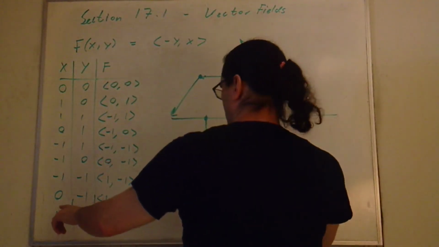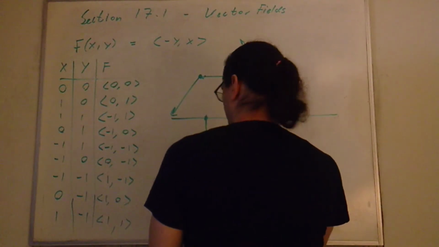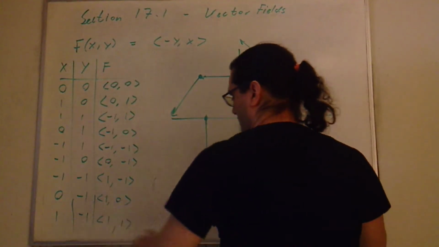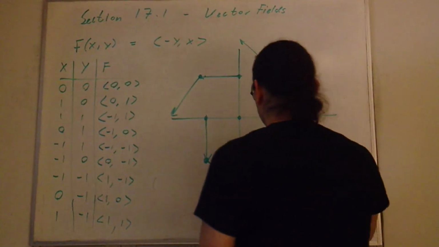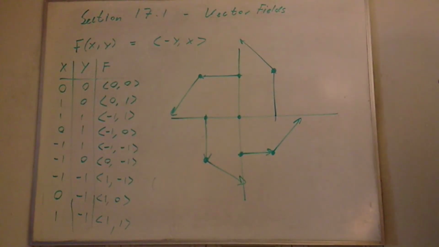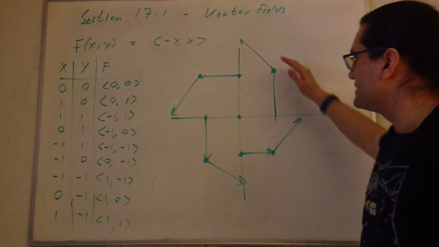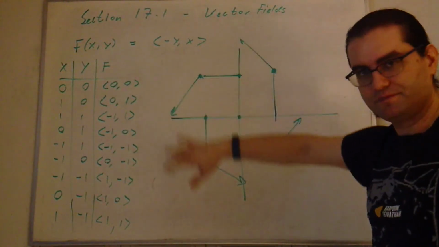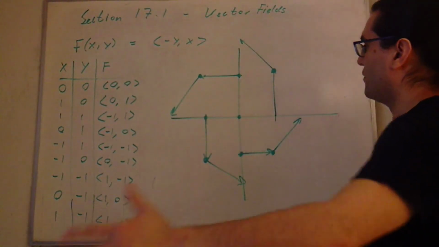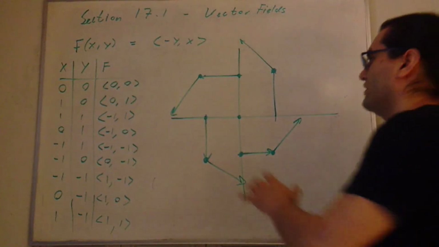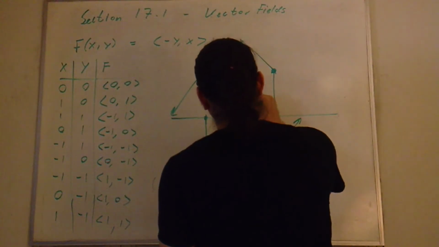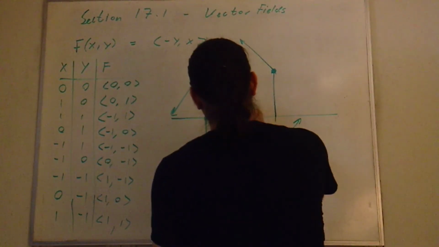At 0, negative 1, my vector is pointing straight right. And at 1, negative 1, my vector is pointing this way. This is the general shape of the thing. And the size of these vectors depends on how far away from the origin you get. So if you wanted to do more vectors really close to the origin, you'd get these same shapes. They would just be smaller.